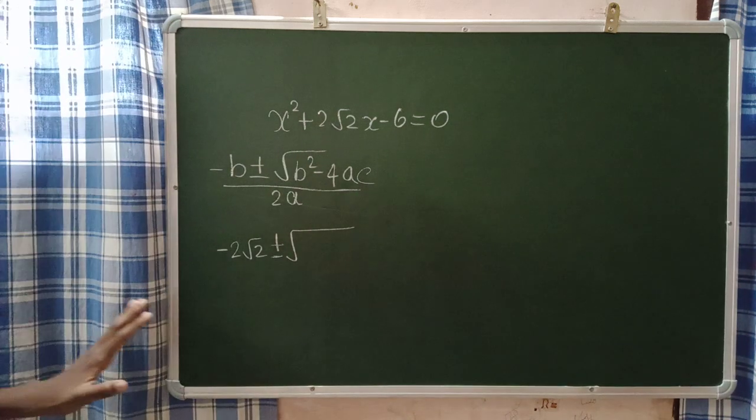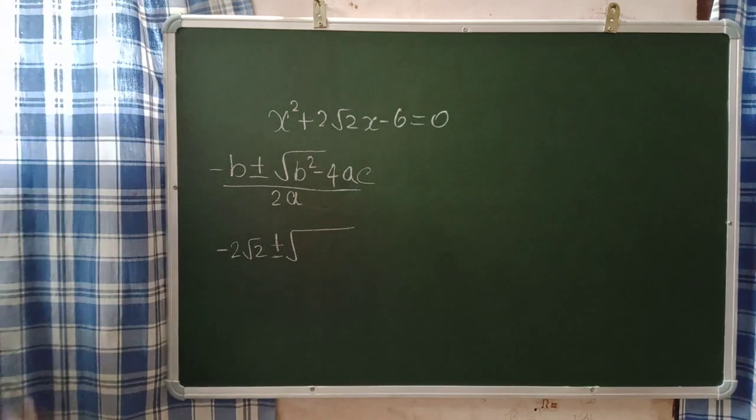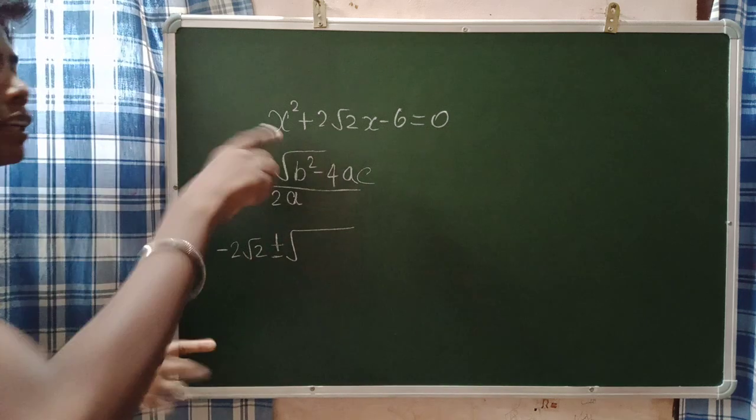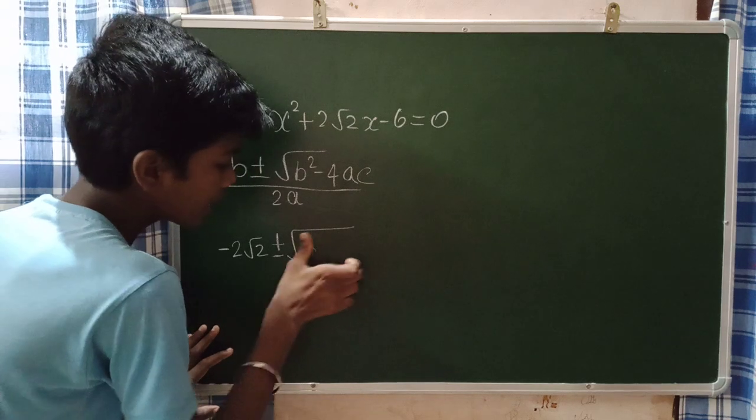So, my b square minus 4ac. Now, your value of b is 2 root 2. So, b square will be nothing but 2 root 2 square. 2 root 2 square is 4 into 2, because 2 root 2 square is nothing but 2 square into root 2 square, that is 4 into 2, that is equal to 8.